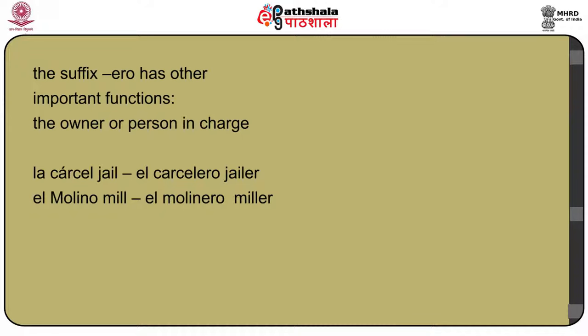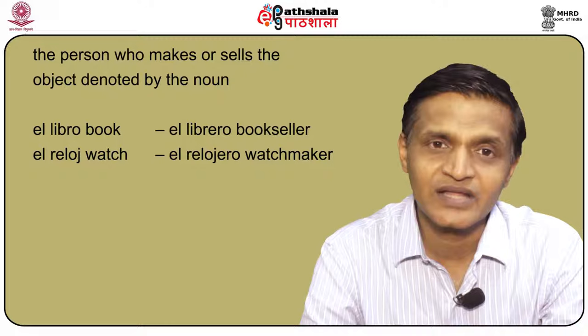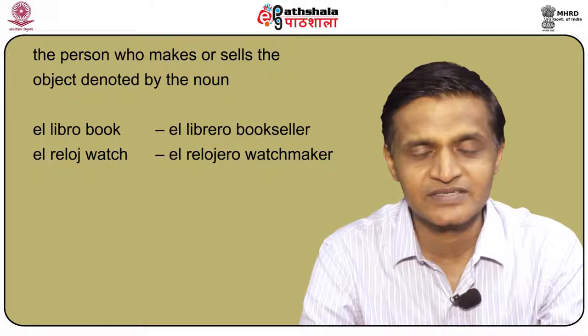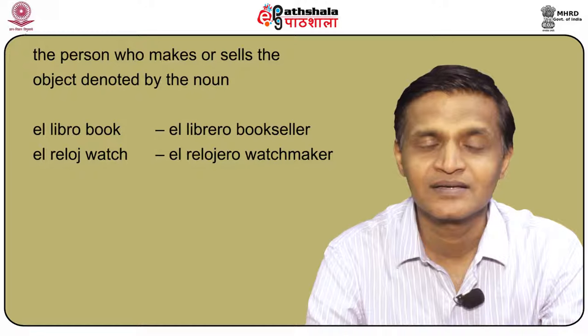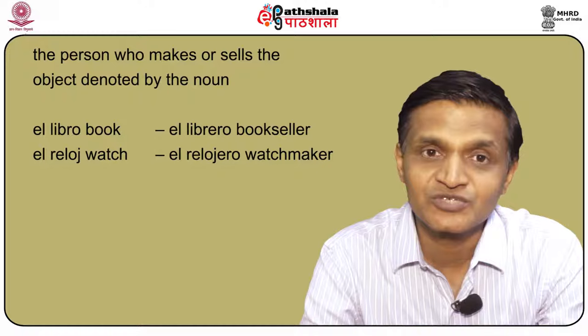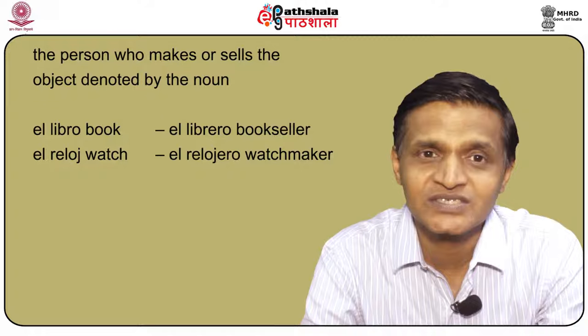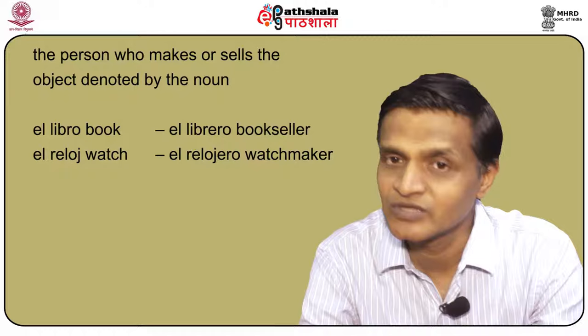The person who makes or sells the object denoted by the noun is also important, and we can do this by putting a suffix. El libro, book, becomes el librero, a bookseller. El reloj, the watch, becomes el relojero, the watchmaker. So, it denotes the person who makes or sells the object denoted by the noun. El libro becomes el librero, the bookseller. El reloj, watch, el relojero, the watchmaker.